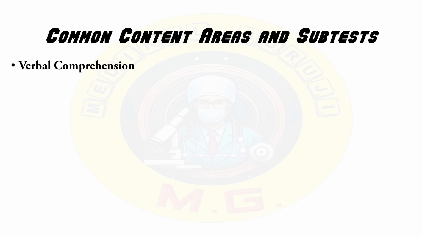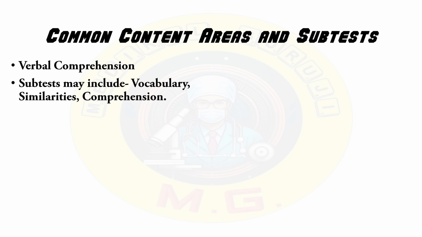This area assesses verbal reasoning, comprehension, and knowledge. Its subtests may include vocabulary, like define some word, similarities, like identify the common things between two concepts, and comprehension, like understanding and explaining social situations or rules.